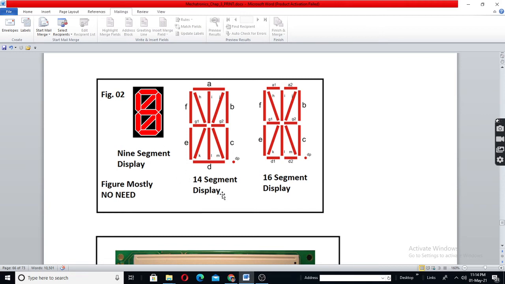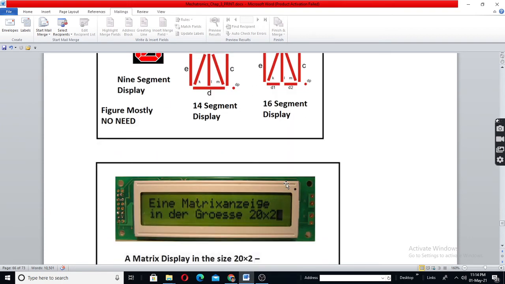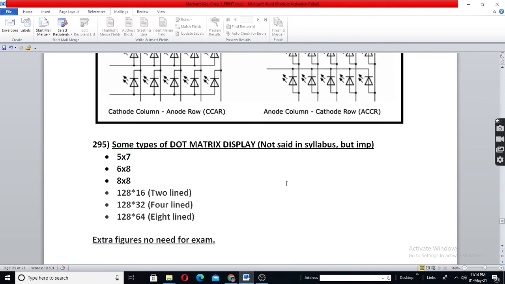In 14 segment display, you have extra three: 1, 2, 3, 1, 2, 3. And also this has now become half. We have made it half so that more alphabets can be displayed. This is 14. This is 16. The top and bottom are also made half. So the more the segments, the more alphabets you can have.